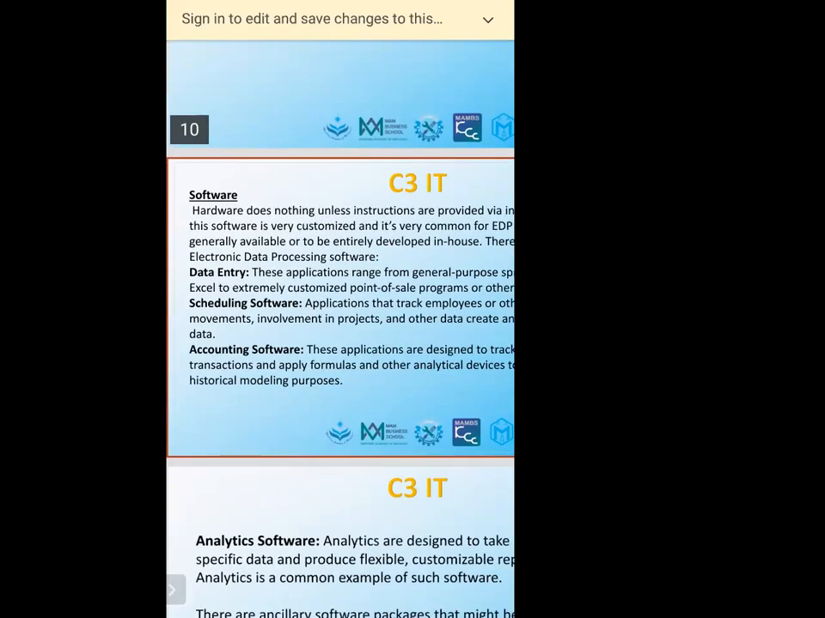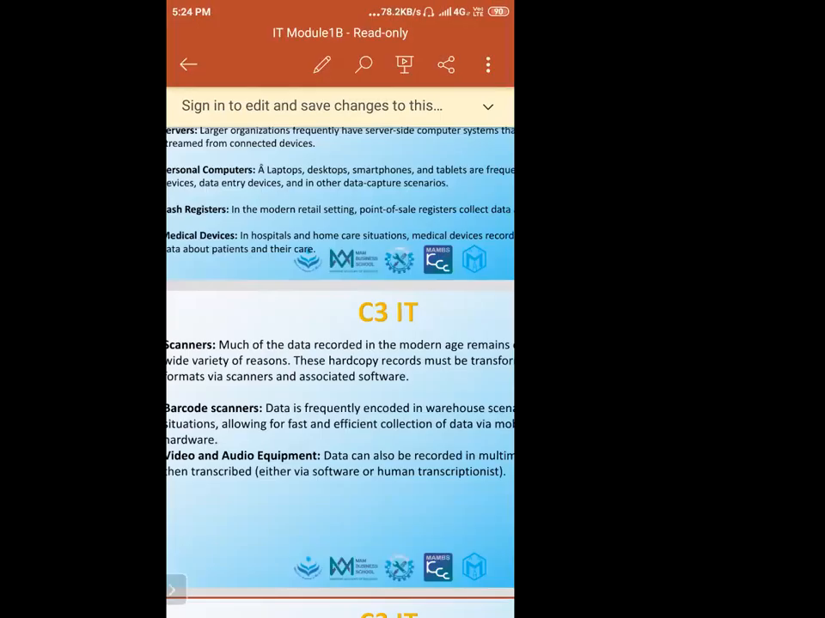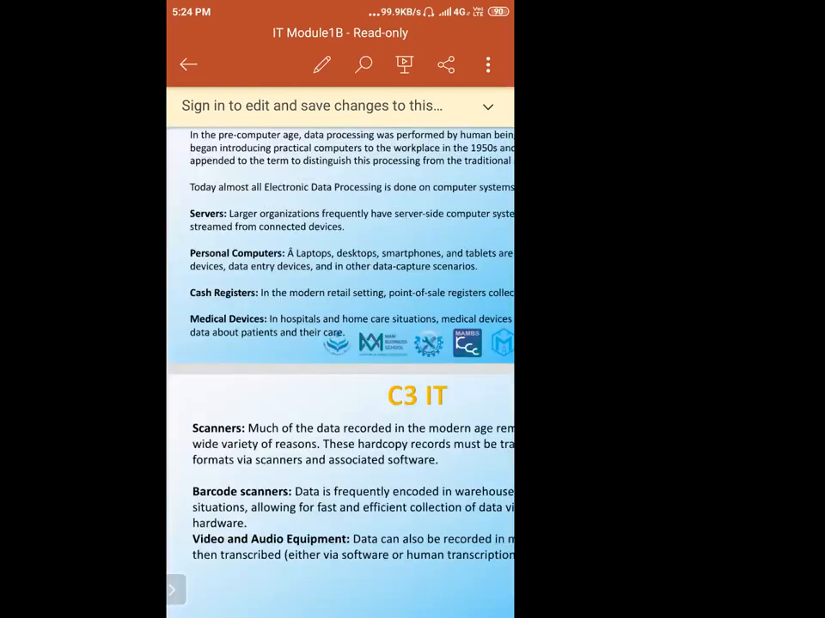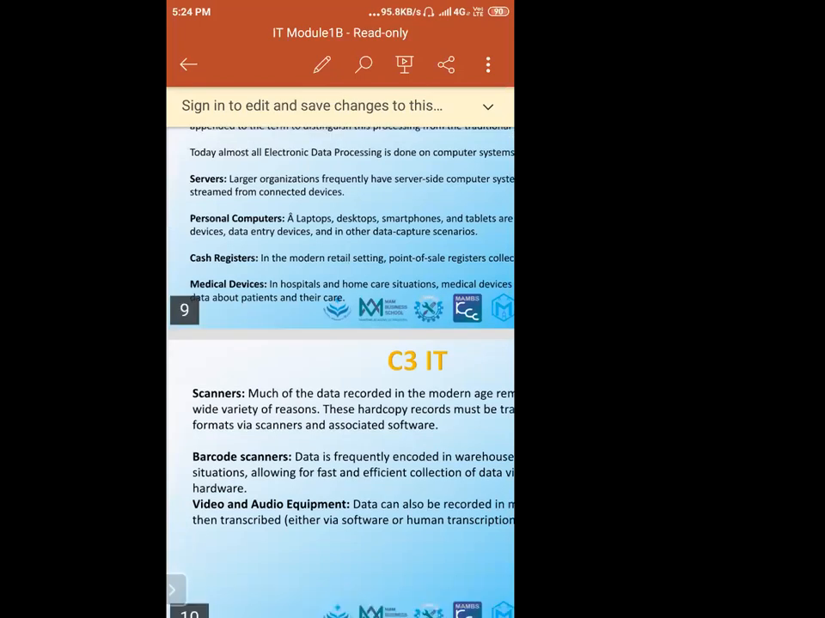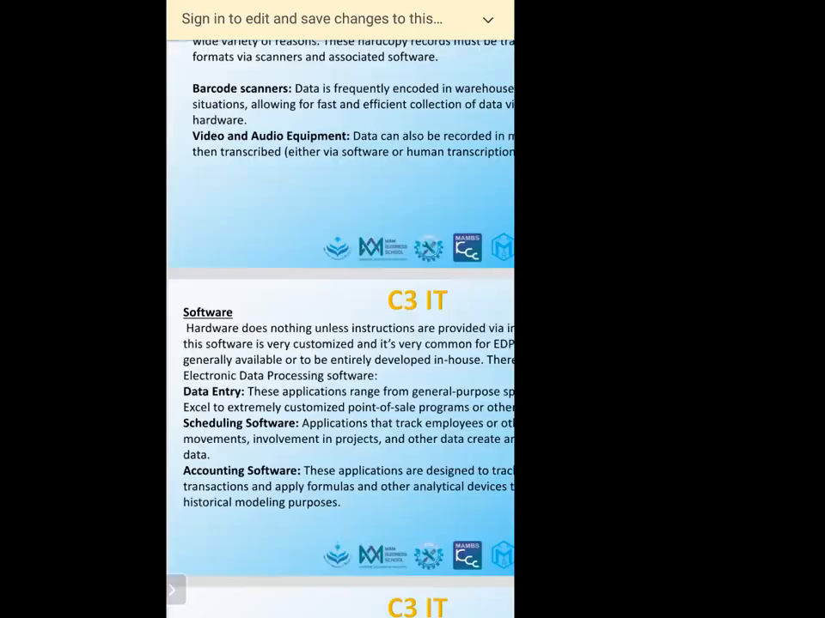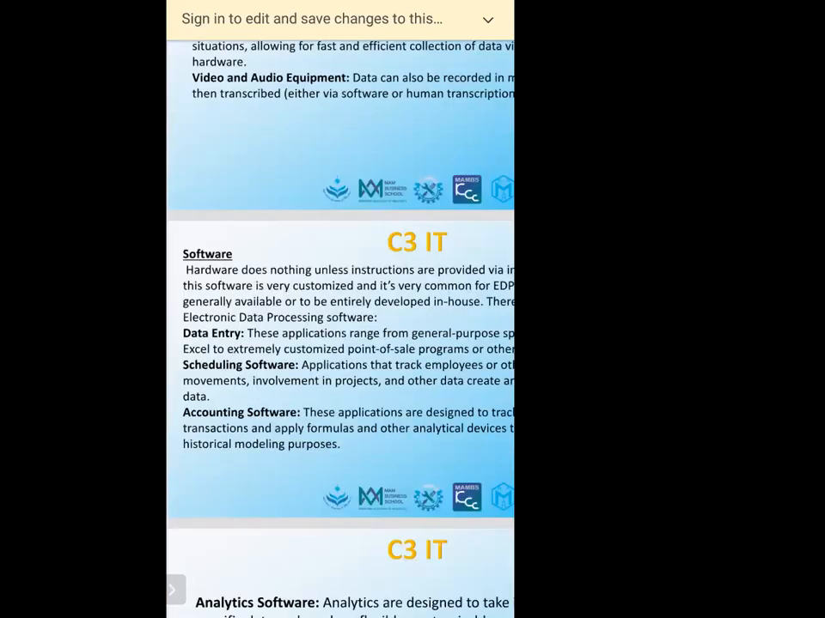So what are the hardwares available for EDP? Servers, personal computer, cash registers, then medical devices, scanner, barcode scanner, video and audio equipment. So these are some hardware used for EDP. And what is the software? Through the software only we can control all the hardware.